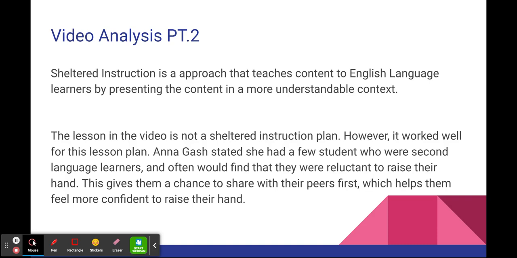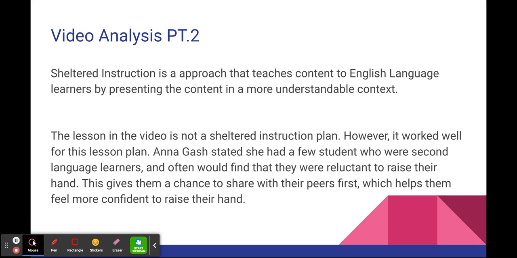Sheltered instruction is an approach to teaching content for English language learners by presenting the content in a more understandable context for students. The lesson in the video is not a sheltered instruction plan. However, it worked well with this lesson plan. Anna Gash stated that some of her students were English language learners.